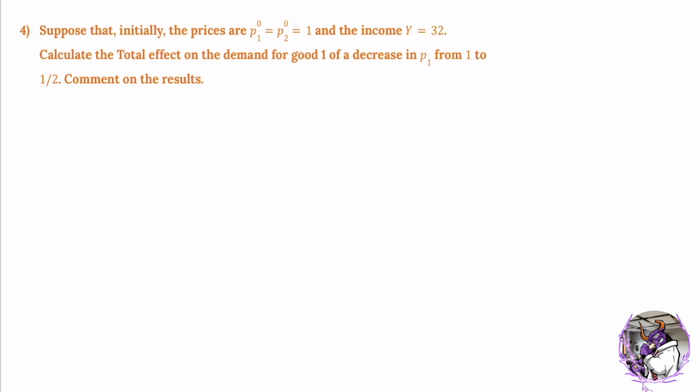Question 4. Suppose initially the prices are P1 equals P2 equals 1, and the income, which is denoted by Y, is equal to 32. Calculate the total effect on the demand for good 1 of a decrease in P1 from 1 to a half. Given P1 equals 1, P2 equals 1, and Y equals 32.